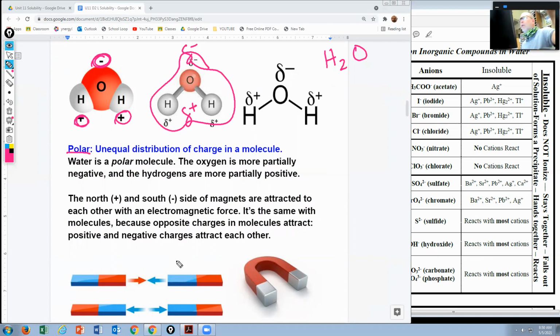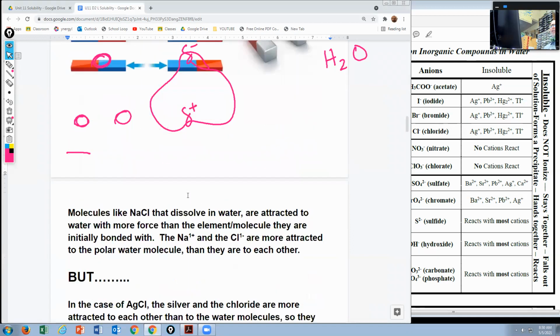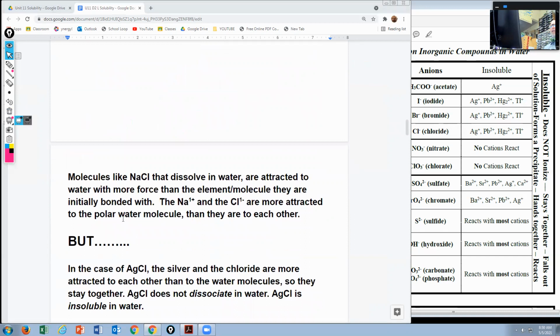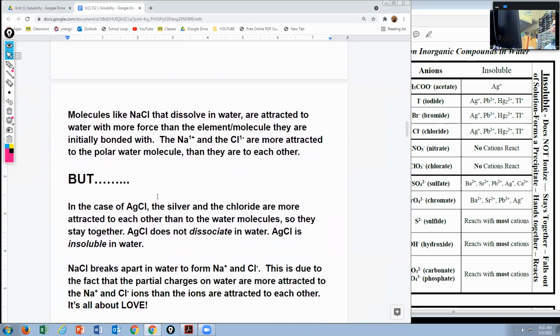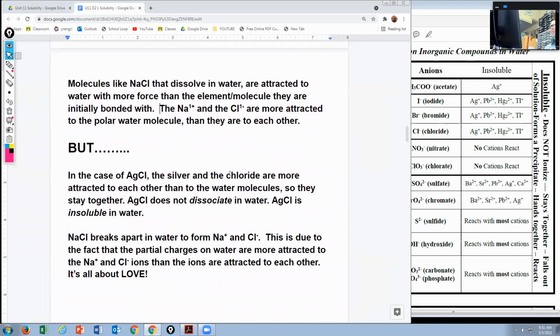So working with water, the positives are going to be attracted to the negative. The negative of this water up here is going to be attracted to a positive somewhere else. And they work very similar to how a magnet works. So let me take you down here and show you a couple pictures. Molecules like salt are going to dissolve in water, and they're going to form +1s and -1s. But silver chloride, ladies and gentlemen, is not going to dissolve. It's going to stay insoluble. Silver chloride stays together, sodium chloride breaks apart. You'll be like, but how do you know?